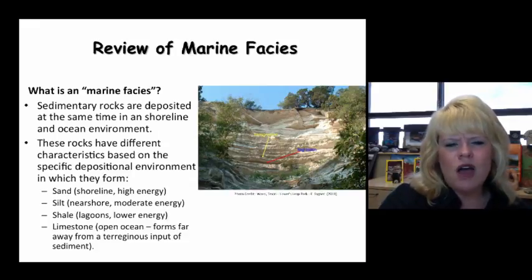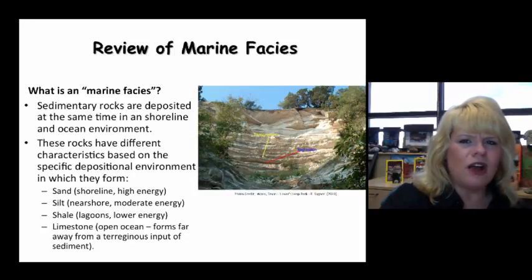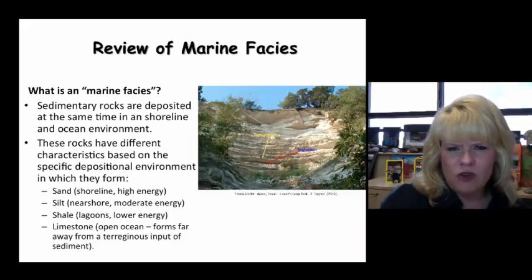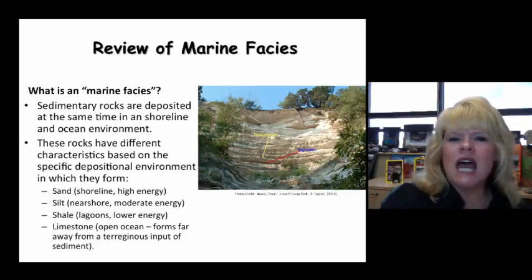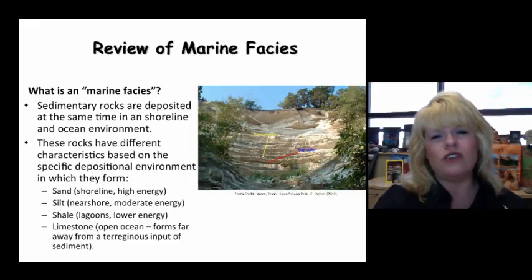So sedimentary rocks are deposited at the same time in different places in the ocean. So you got some at the coastline, meaning the shoreline. You got some right out on the near shore. You get lagoonal rocks, and you get wide open sea rocks that form. Each depositional environment, the further away you get from the coastline, becomes less energetic, and subsequently the sediments get smaller because the energy is so much calmer.